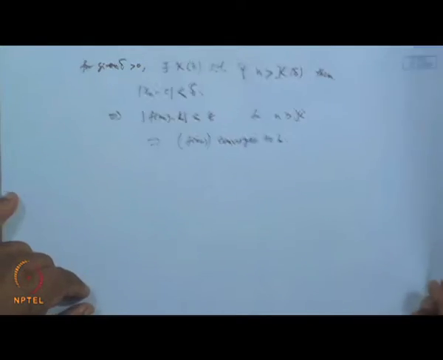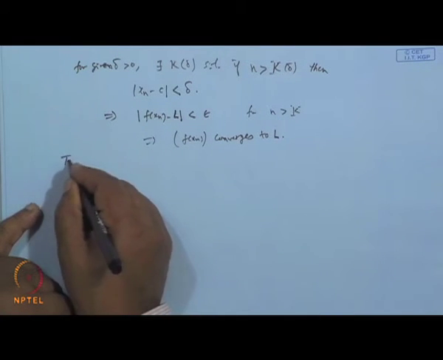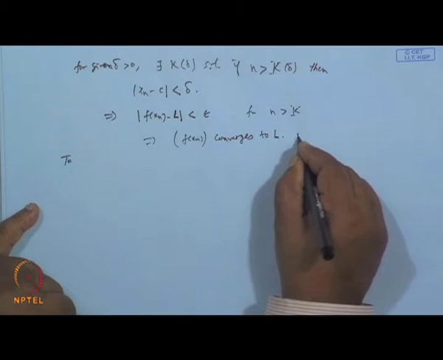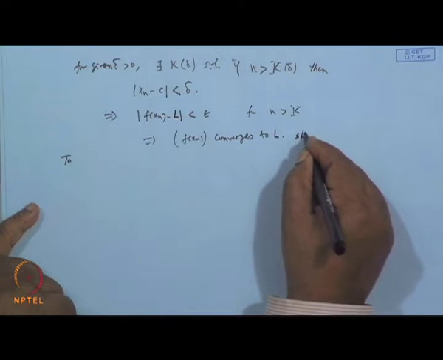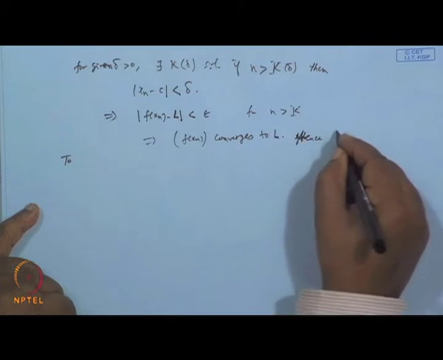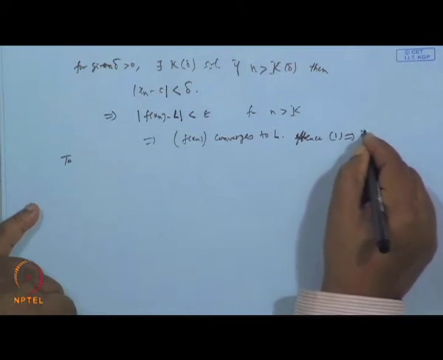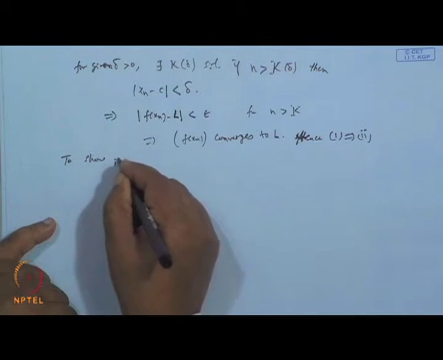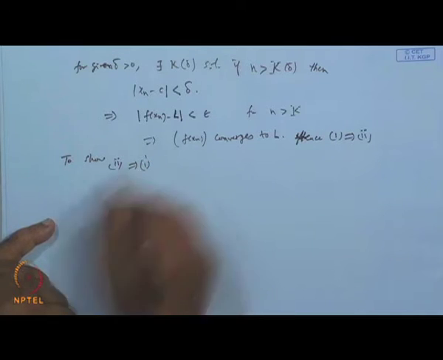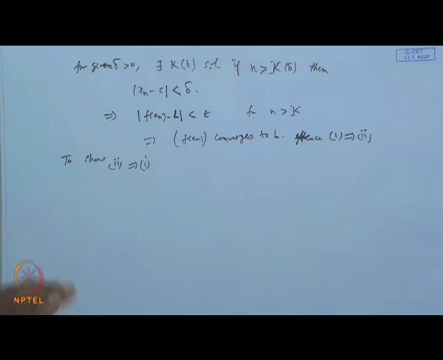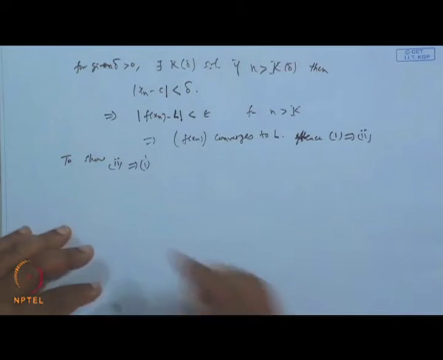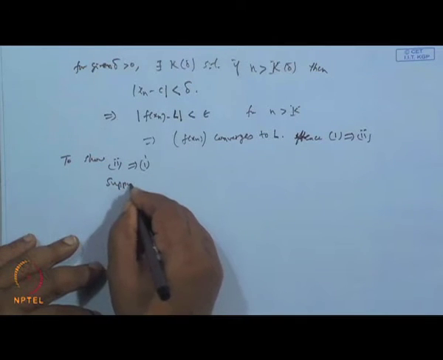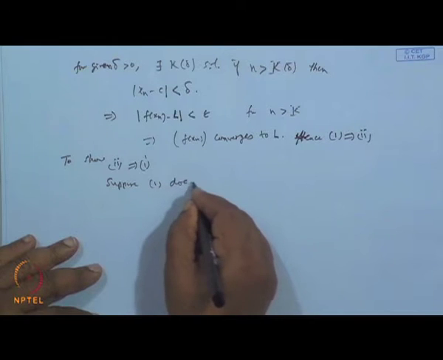Second, the converse part. To show this implies, hence, 1 implies 2. To show 2 implies 1, this can be proved by contradiction. Suppose 2 holds, but 1 is not true. Suppose 1 does not hold.